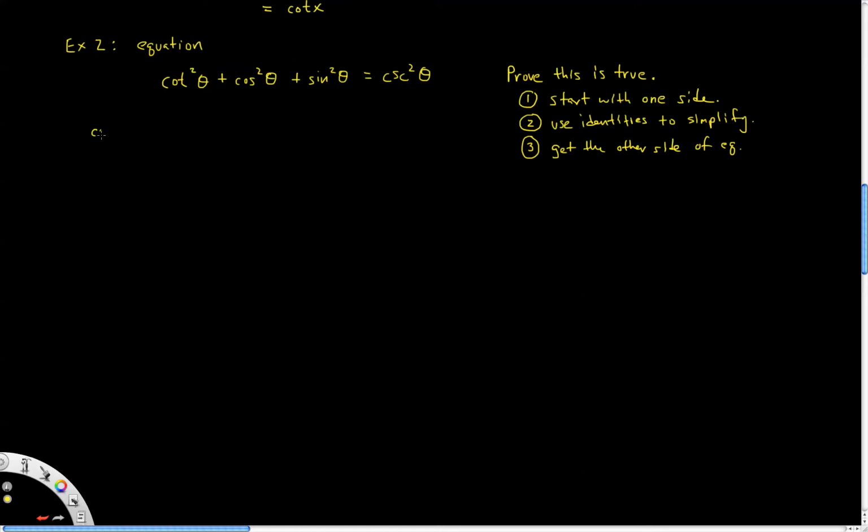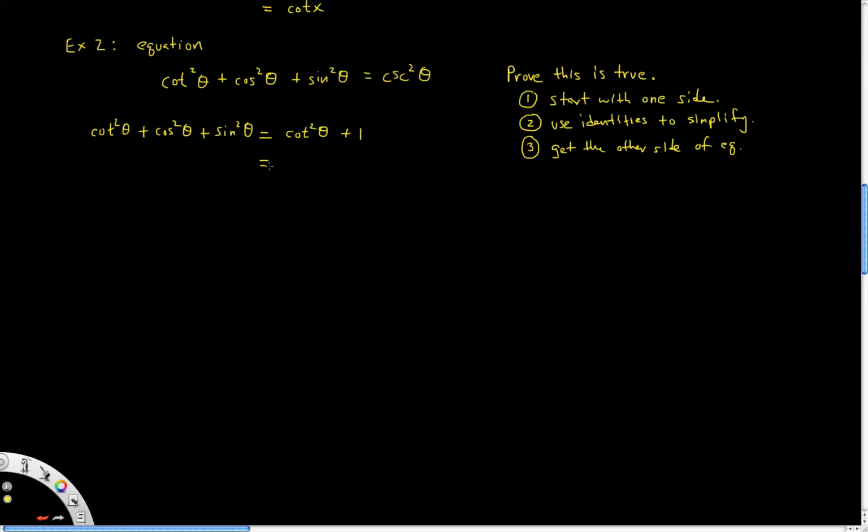I'm going to start with cotangent squared theta plus cosine squared theta plus sine squared theta. That's one side of my equation. Now I'm going to write an equal sign, and I'm going to think about what this is equal to using the identities I know to be true. First thing you might notice is I've got cosine squared plus sine squared. I know that that's equal to 1. So I can write cotangent squared theta plus 1.